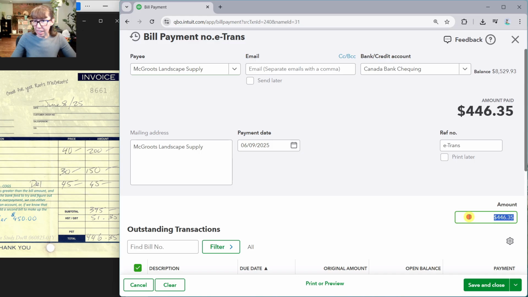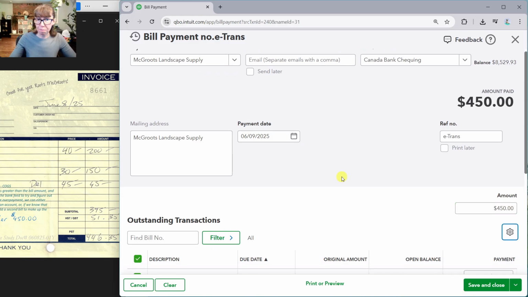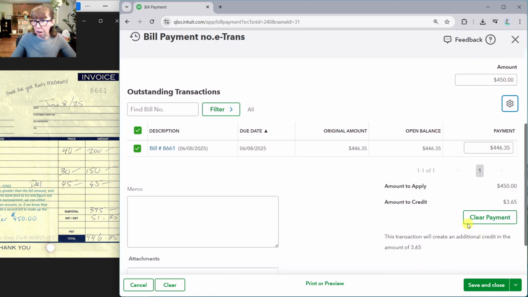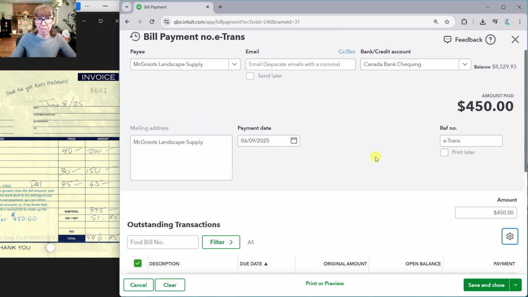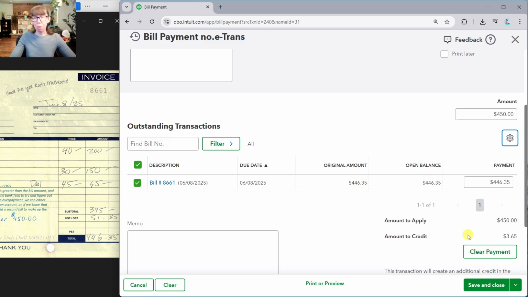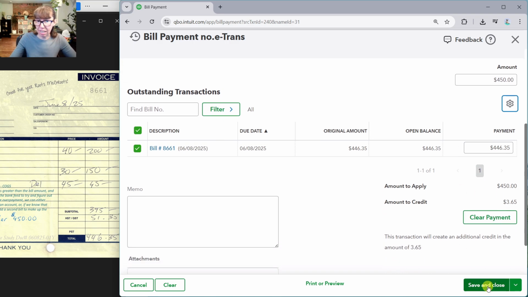And what we're going to say is the amount is $450. You can see that now we've got an overpayment. We've got an amount in credit for this vendor, Mcgroots Landscape Supply. As we watch the paperwork come through, if we never see that credit taken, then we'll have to clean that up at the end of the month. So let's go ahead and save and close.